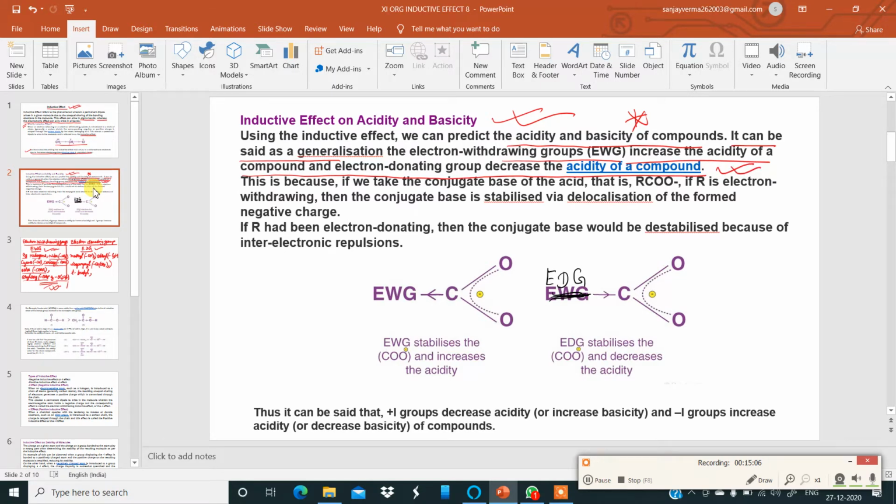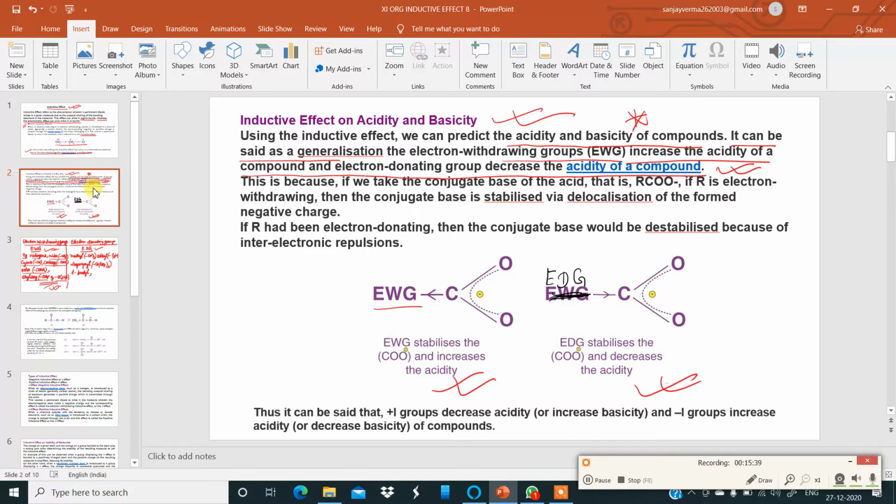This is because if you take the conjugate base of the acid, the conjugate base of any carboxylic acid is RCOO minus. If R is electron withdrawing, then the conjugate base is stabilized via delocalization of the formed negative charge. Okay, remember that. If R is electron donating, then the conjugate base would be destabilized because of the inter-electronic repulsion. So you can see in the diagram of your illustration, electron withdrawing group, it is pulling electrons. So what is happening?